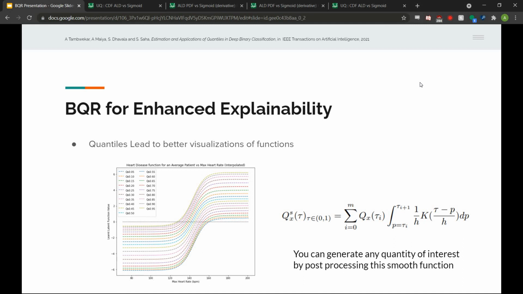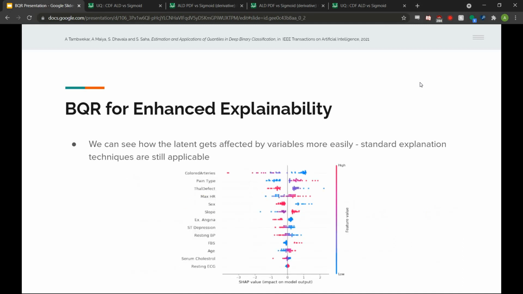And the great thing about this is that we can generate any quantity of interest by post-processing this smooth function that we generate here. You can apply the smooth function and the quantities that you generate with any standard off-the-shelf explanation techniques. So in this example here, we have the Shapley values that we're computing. The Shapley values give us an idea of what variables are actually more important and more influential on the latent function. So instead of dealing with just class labels now, we're actually able to deal with the entirety of the latent function, which is a lot more potent.